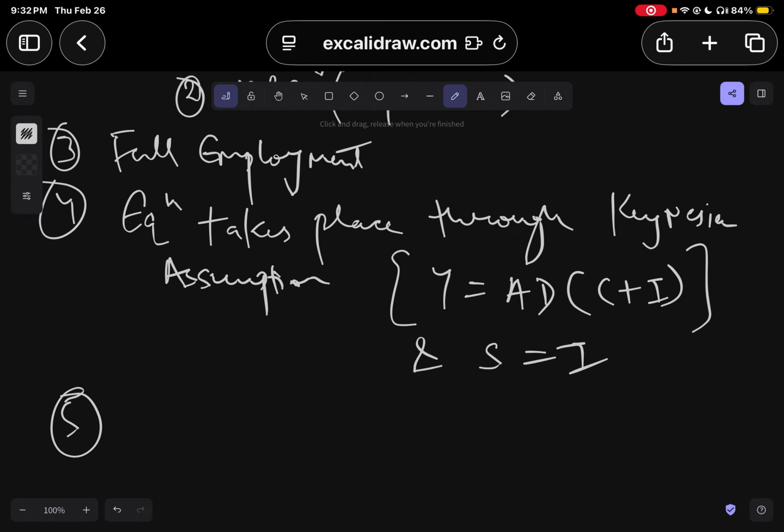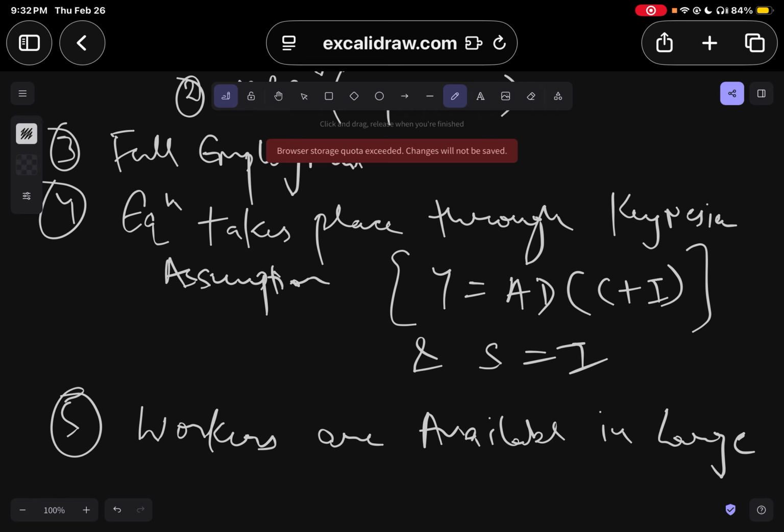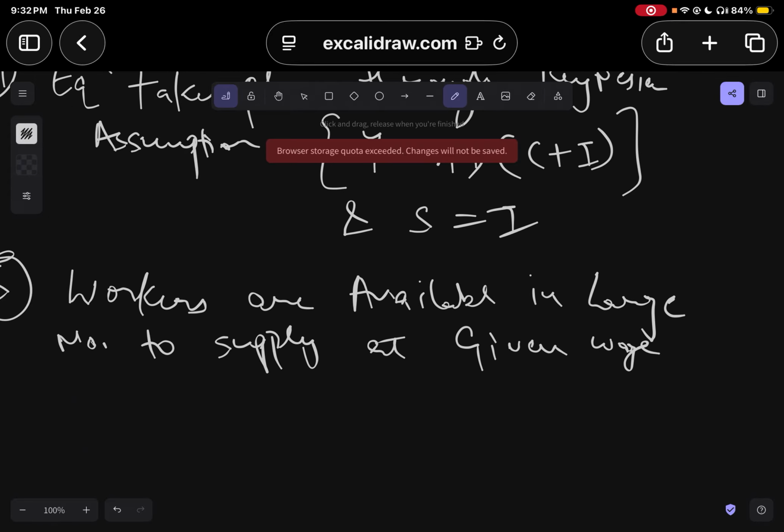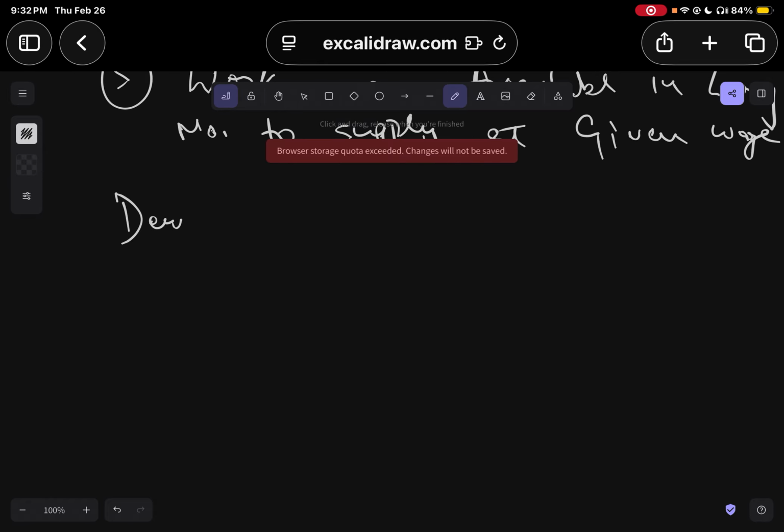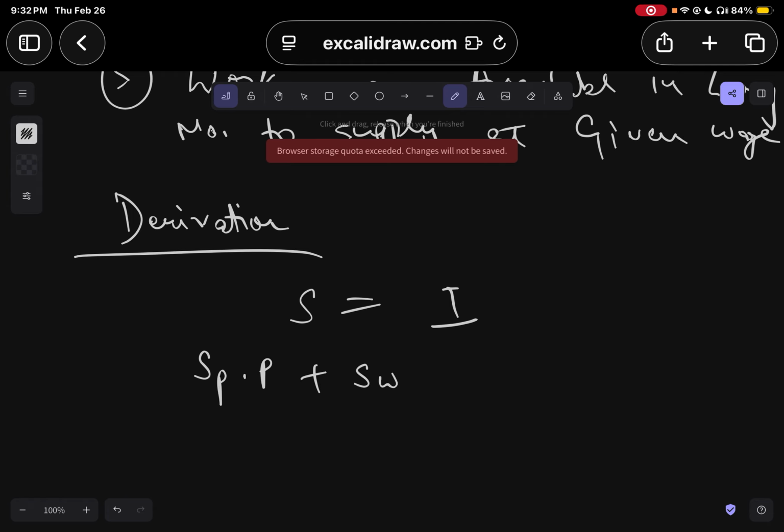Fifth assumption is workers are available as a large number to supply labor at given wage. So these are the assumptions. Now we go into the derivation part. So since S is equal to I, MPS of profit sharing class multiplied by P plus savings of working class multiplied by W is equal to I.